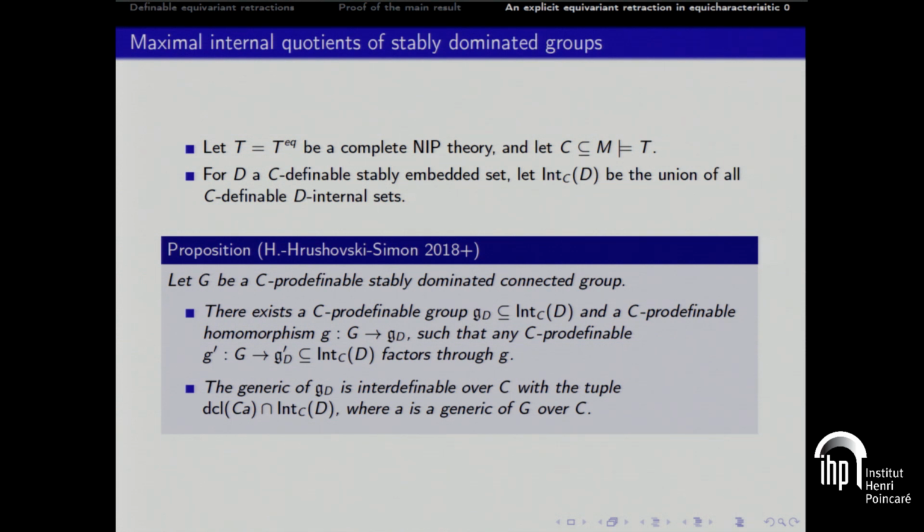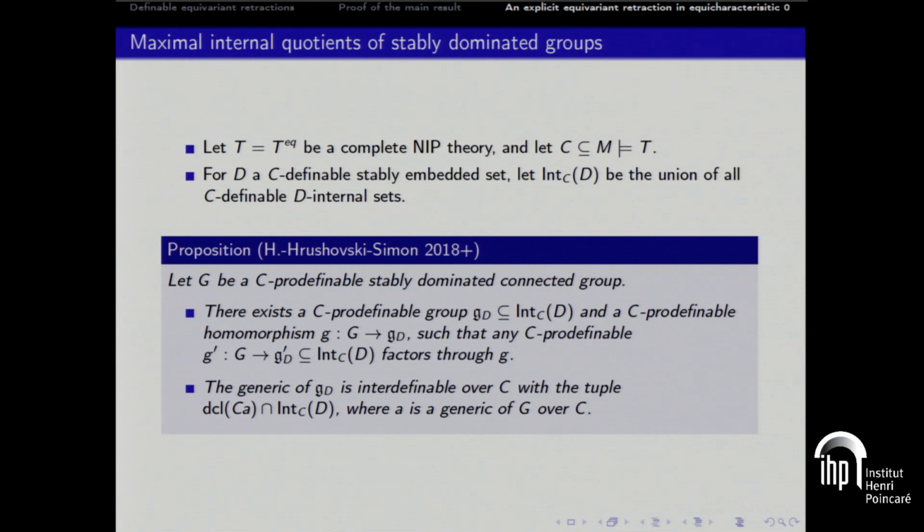So there is a homomorphism, little g from capital G to this funny G_D, such that G_D is D-internal, and is maximal such in the sense that every other such morphism has to factor through this. Okay. Moreover, we know that if you take a generic of G, the generic of the homomorphic image is the full definable closure of the generic, so you don't lose any information. The generic of G_D is interdefinable with a long tuple here, definable closure of CA intersected with this internal closure. So everything possibly could live as a group, will live as a group.